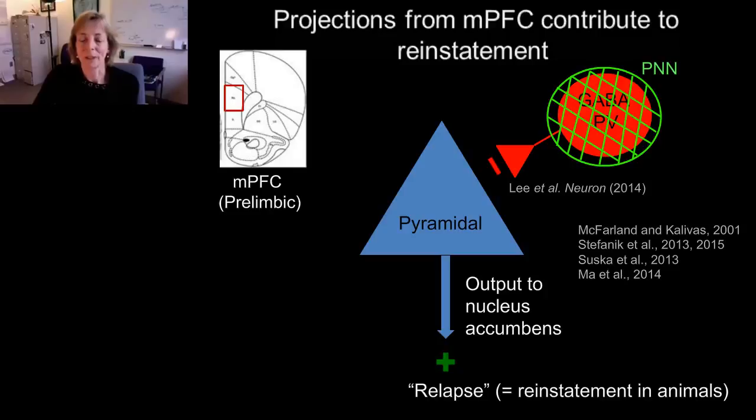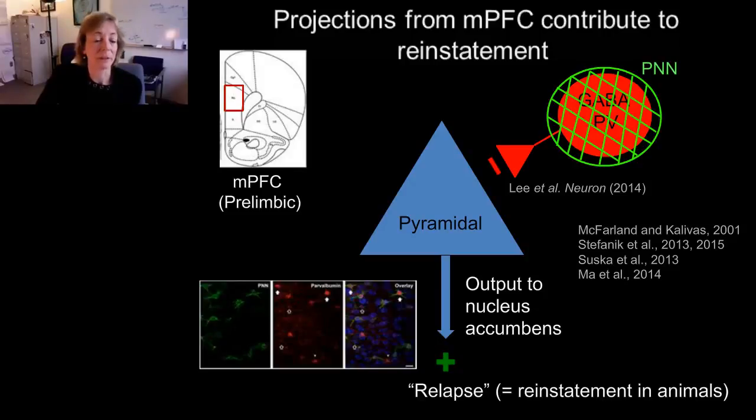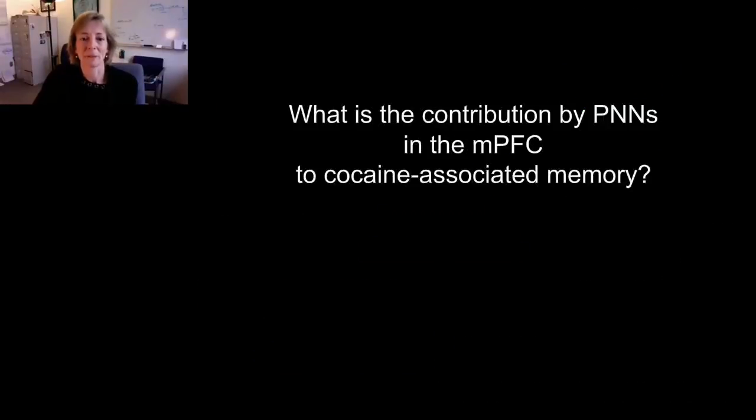And so we're interested in what the role of these nets is in this reinstatement behavior. What I'm showing you here in the lower left are these perineuronal nets labeled in green. In the middle panel is parvalbumin in red, and then the overlay. So you can see that there are several parvalbumin neurons that are surrounded by nets. We're looking at what the contribution is of perineuronal nets in the prefrontal cortex to the cocaine-associated memory.